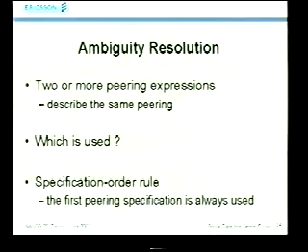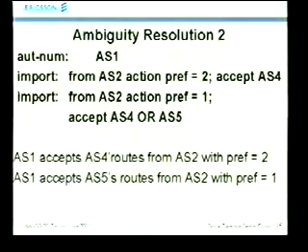How do you resolve ambiguous statements? If you have two or more peering expressions that describe the same peering, which is used? RPSL talks about the specification order rule. The first peering specification is always used.